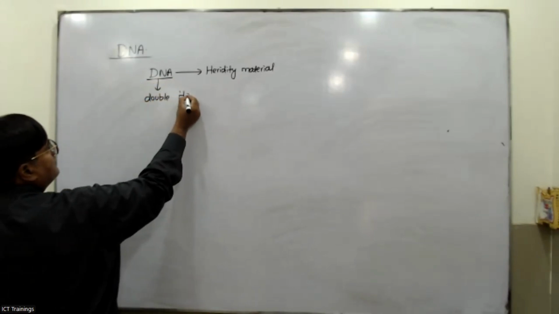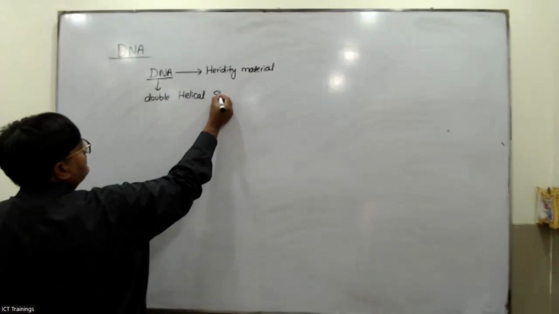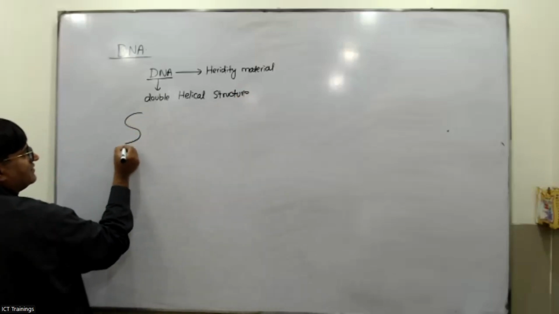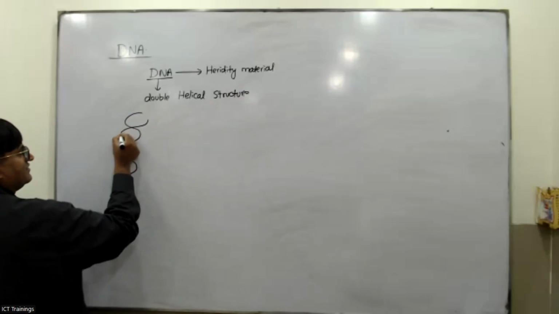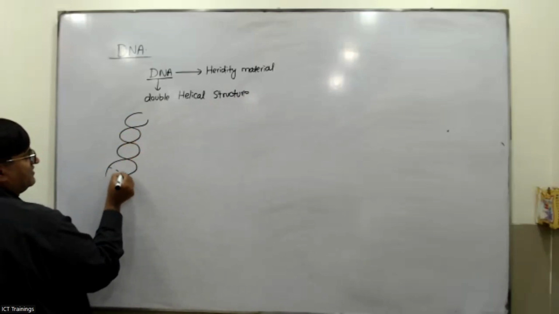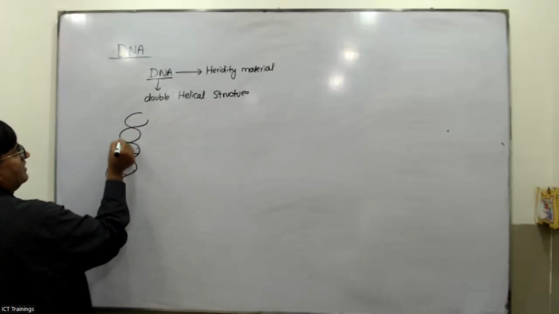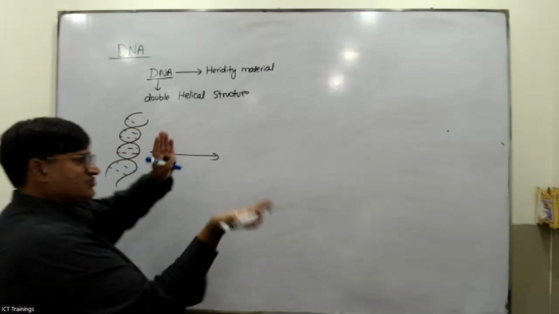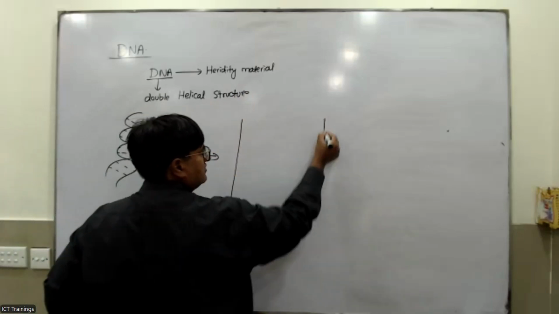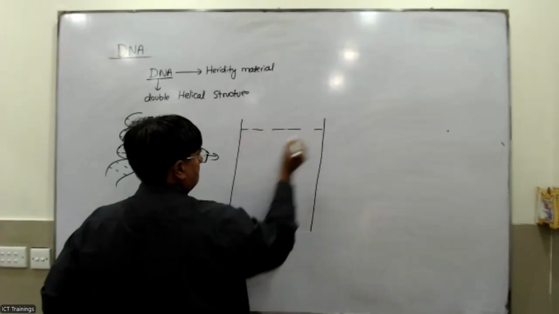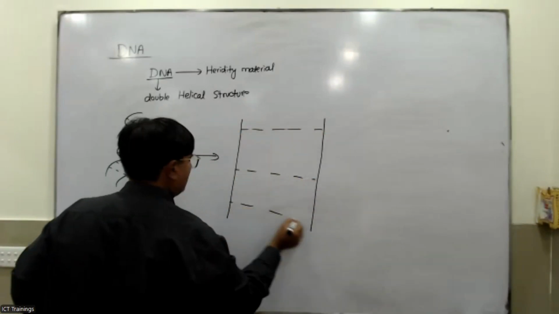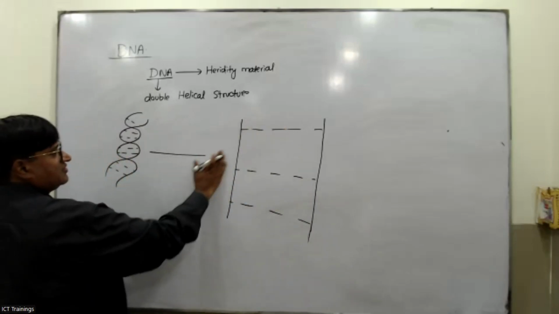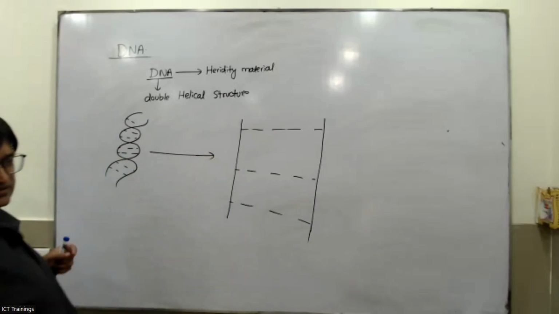Double helical structure. Double helical structure means like that. It's a stair having steps in between it. If we make this stair straight, it would be like that. Have a look. This is the stair. So I have taken this part of the stair and I have made it like that. Okay, so this is the stair. Did you get it, guys?